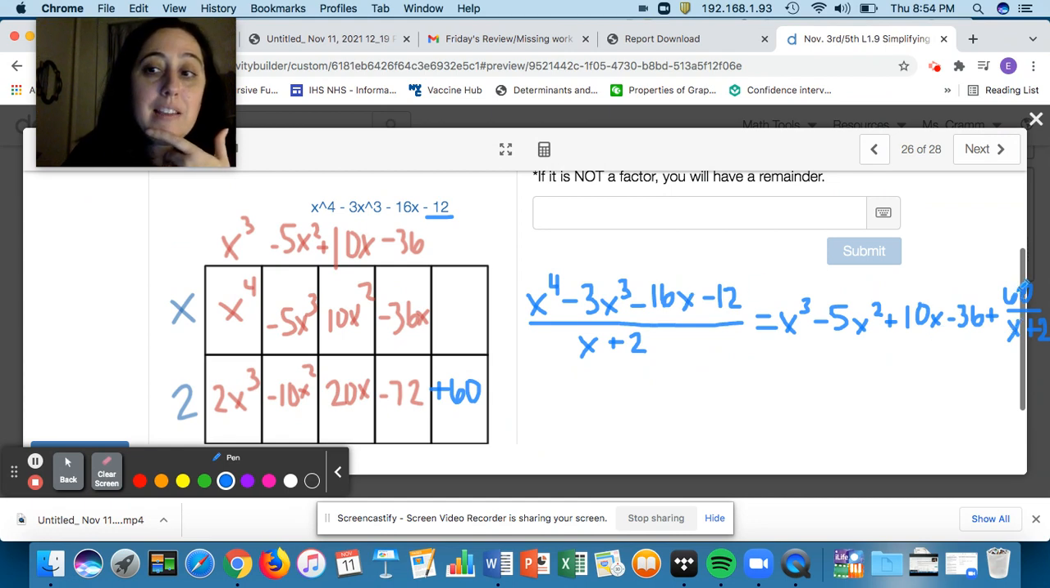So again, this remainder right here means x plus 2 is not a factor of the numerator, x to the fourth minus 3x to the third minus 16x minus 12. So this is not a factor, and the earlier one is a factor.